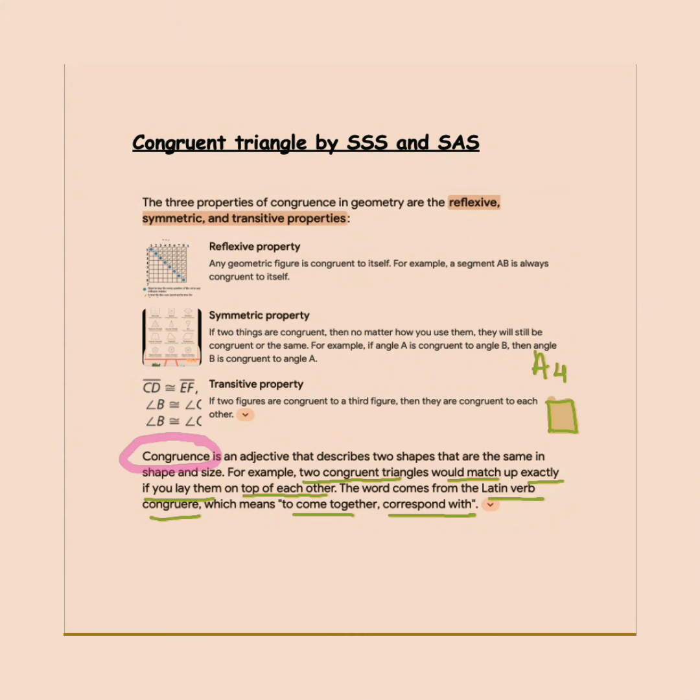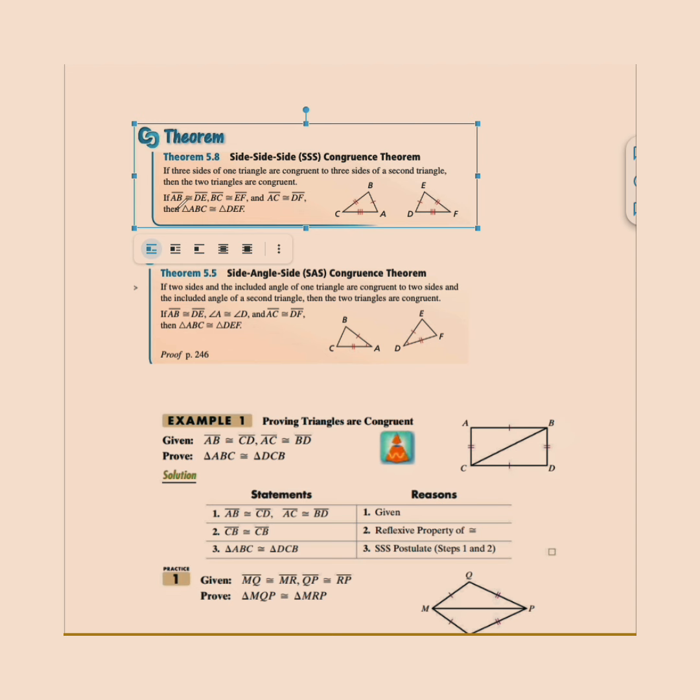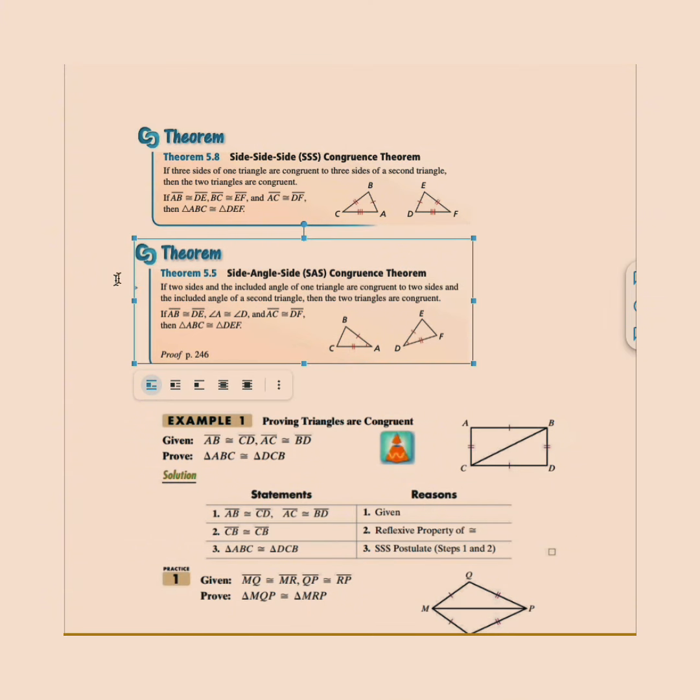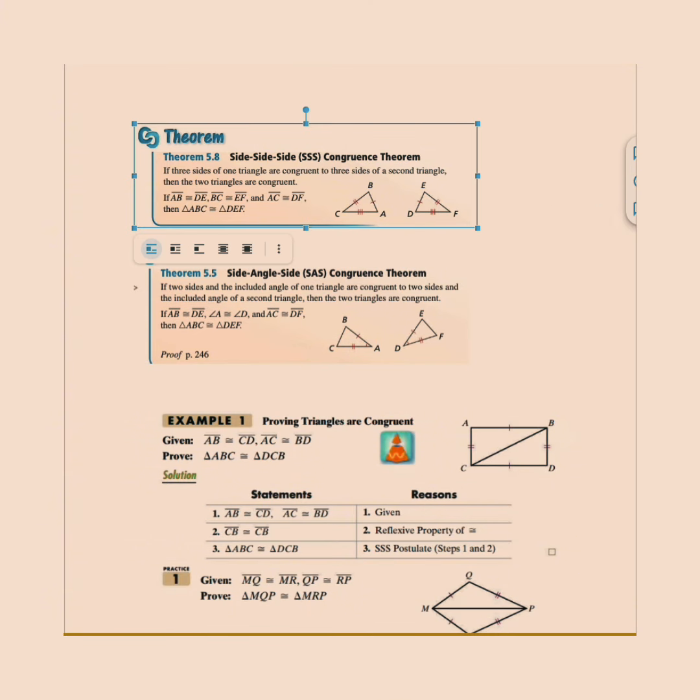The first theorem that we will discuss today is the SSS congruence theorem. If three sides of one triangle are congruent to three sides of a second triangle, then the two triangles are congruent. I can also draw this, but it has already been drawn for you here.